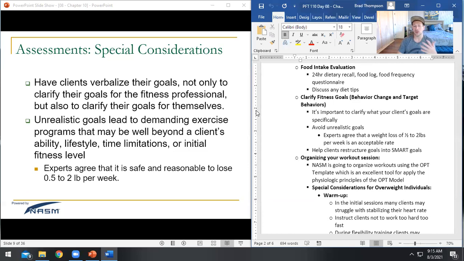Make sure that you are helping your clients verbalize their goals. Make sure you're helping them get it out and you're getting clarity here. This is one of the reasons why, remember, we like SMART goals, right? So often you'll have a client come in and be like, what are you here for? And it's like, I want to lose weight. And it's like, all right, why do you want to lose weight? Give me a little bit more information here.